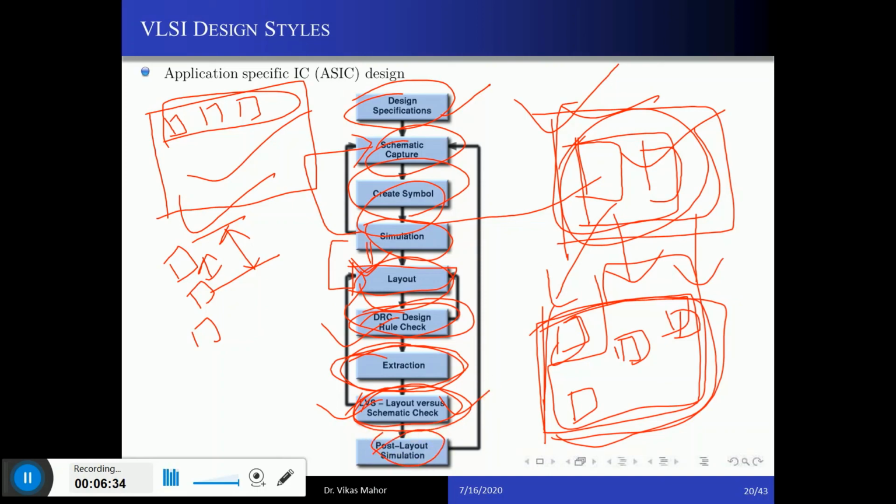Then we do the post layout simulation. Post layout simulation means we have designed the schematic and we have designed the layout also, and then we do the simulation of layout along with the parasitic capacitance and parasitic resistance. What is parasitic? The load capacitance and load resistance extra which is added apart from this schematic. That is known as post layout simulation, and this is the flow of VLSI design. This is how an IC design takes place.